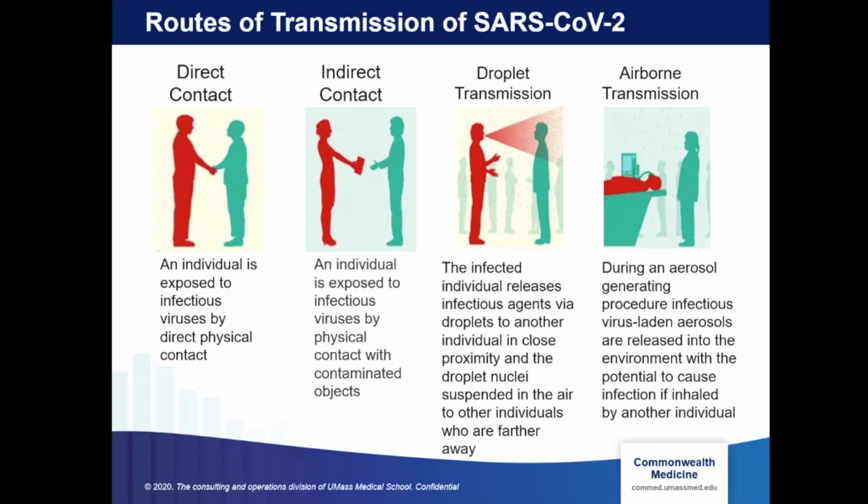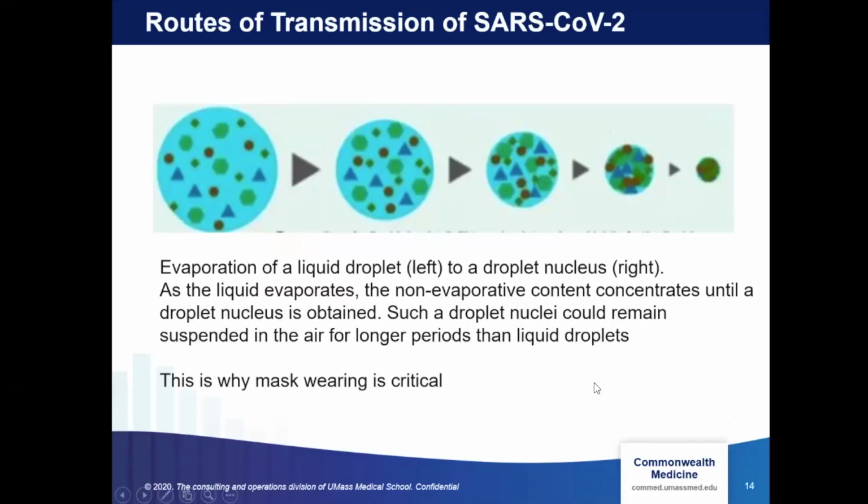What happens is these droplet nuclei get suspended in the air for hours, and they can then be inhaled by other individuals who are further away. And then there's airborne transmission that typically occurs during an aerosol generating procedure, where infectious virus-laden aerosols get released into the environment with the potential to cause infection if they get inhaled by a person close by.